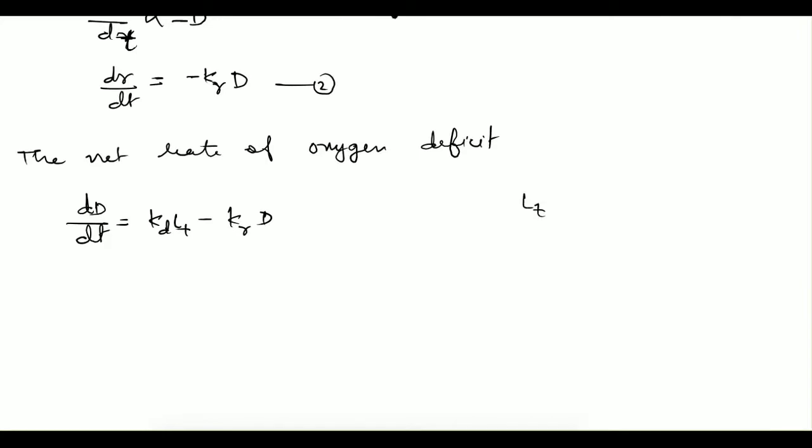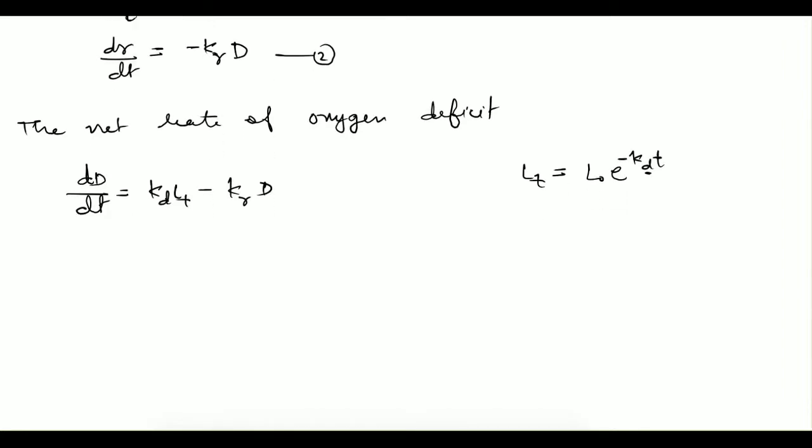Now Lt, we know from our discussion in BOD, is equal to L naught e to the power minus kd into t. Here I am using d and r to differentiate the two, deoxygenation and reoxygenation. So we can write dD by dt, the rate of deficit, plus kr into D is equal to kd L naught e to the power minus kd into t. Now this equation is a first order differential equation.